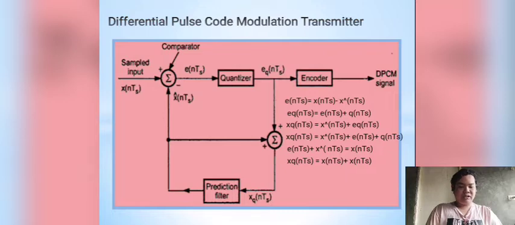The quantized version of the signal x_q(nTs) is the sum of the original sample value and the quantized error q(nTs). The quantized error can be positive or negative, so the output of the prediction filter does not depend on its characteristics.